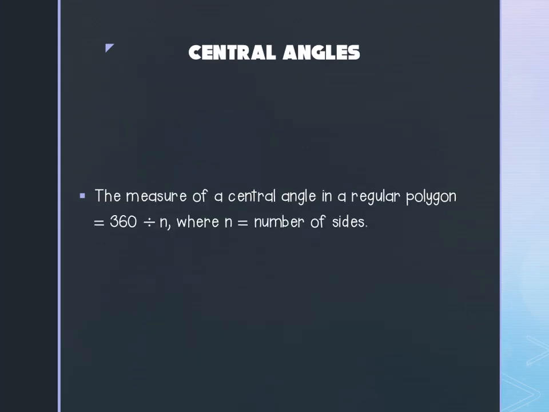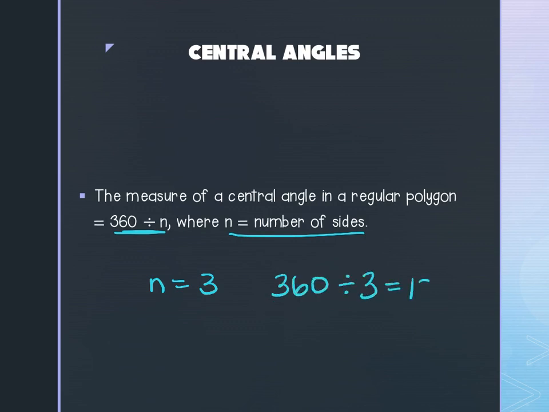Okay, central angles of a polygon are found by taking the 360 degrees and dividing it by n, where n's the number of sides. So if I was trying to find the central angle in a triangle, for example, n would be 3, and I would do 360 divided by 3, and each central angle in a triangle would be 120 degrees. So if I were to draw this, this would be 120 degrees, this would be 120 degrees, and that would be 120 degrees. Those are the central angles of a regular polygon.